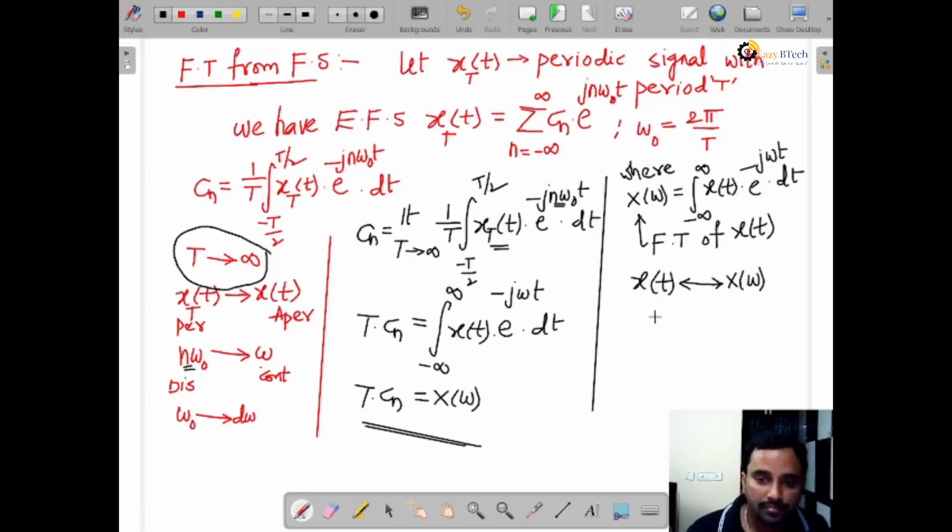Now still we are going to see the inverse Fourier transform formula. This concept will continue again. So this is the Fourier transform pair. Fourier transform of x of t is equal to capital X of omega, right? And which is equal to integration minus infinity to plus infinity x of t e to the power minus j omega t dt. This is the Fourier transform formula. Let's see the continuation of this.